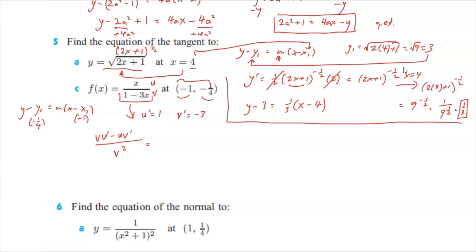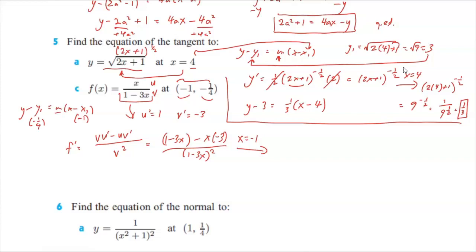We're going to plug everything in. V is 1 minus 3x. U dash is 1. U is x. V dash is negative 3. And V squared would be 1 minus 3x quantity squared. So this is our derivative. And now what we need to do is plug in x equals negative 1 to get the slope of the tangent line.